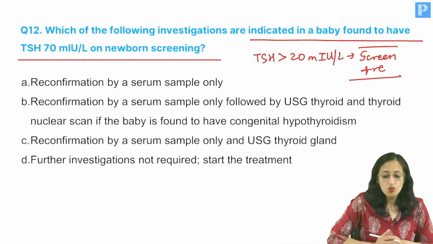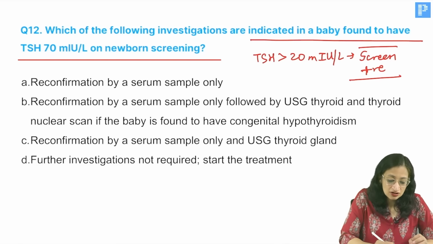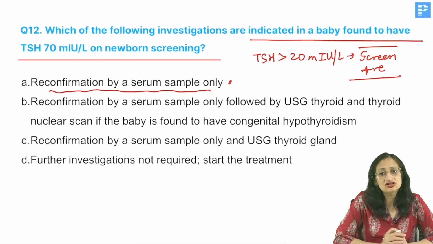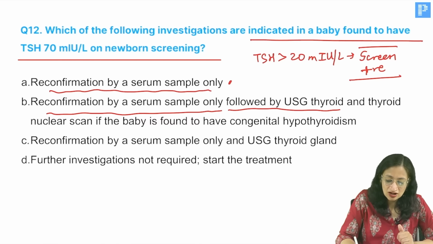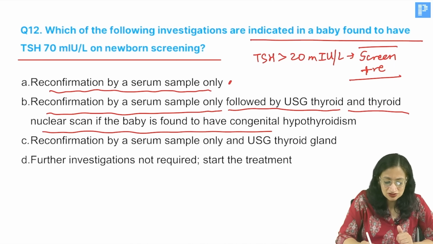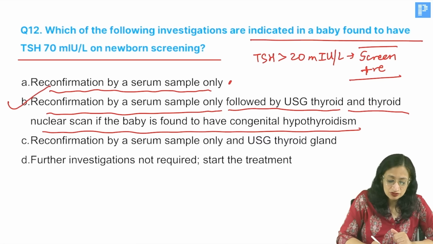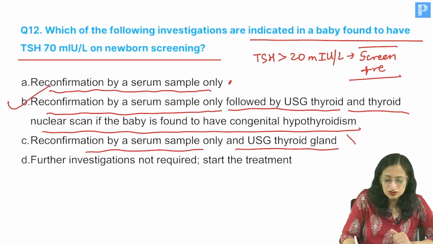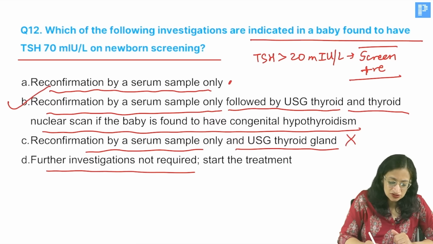So, what will you do if the baby is found to be screen positive on newborn screening? Reconfirmation by a serum sample only? Yes, we will reconfirm, but doing that just will not suffice. You must do the further workup. So, reconfirmation by a serum sample only, followed by USG thyroid and thyroid nuclear scan if the baby is found to have congenital hypothyroidism, appears to be a reasonable answer. Reconfirmation by a serum sample only and USG thyroid gland alone is not going to help. You must do a nuclear scan also. And further investigation is not required.